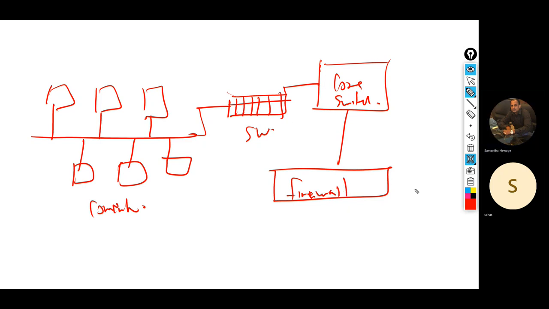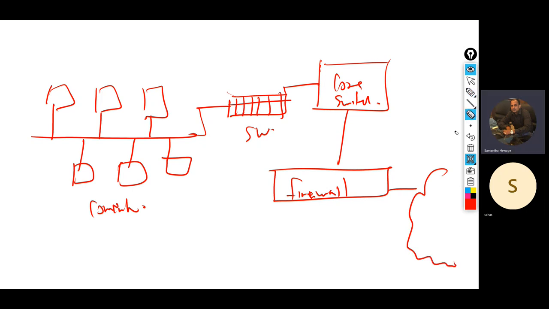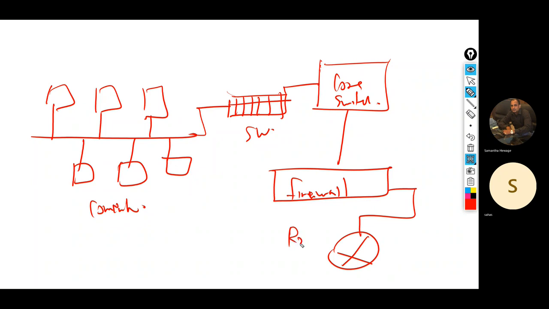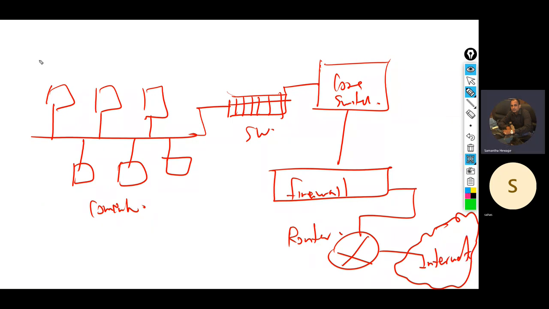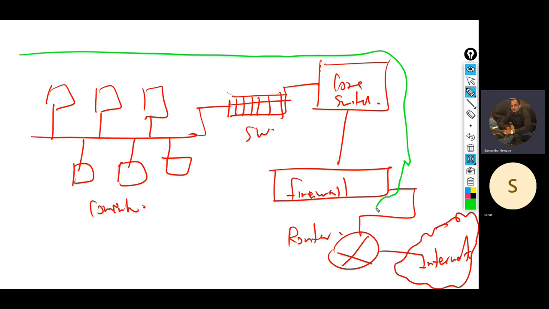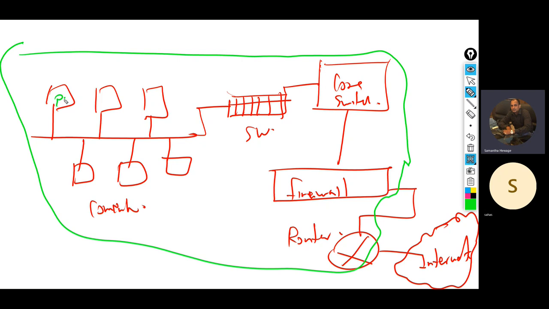Firewall. Then from the firewall, it's exposed to the internet. So you can say it's connected to the router, the company router. The router is connected to the internet. This is the internet, right? So this is the company network. All of this belongs to the company network. These are PCs.